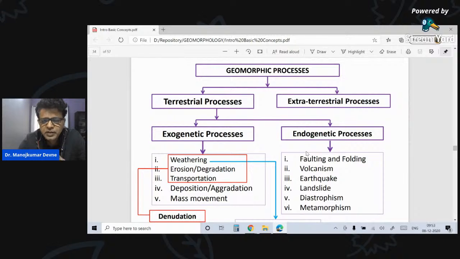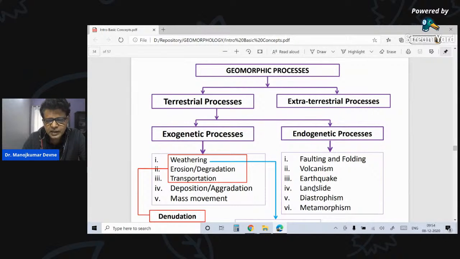Endogenetic processes are the first to happen, because had we not had endogenetic processes, exogenic processes would not have been in action. There are two types of endogenetic processes. On a broad scale, they are fast happening and they are happening very slowly. Fast happening processes are number 2 and number 3 here, and to some extent, I would say number 4 also.